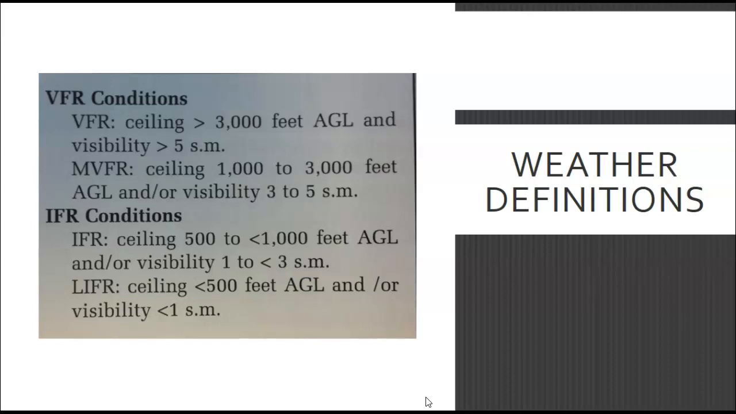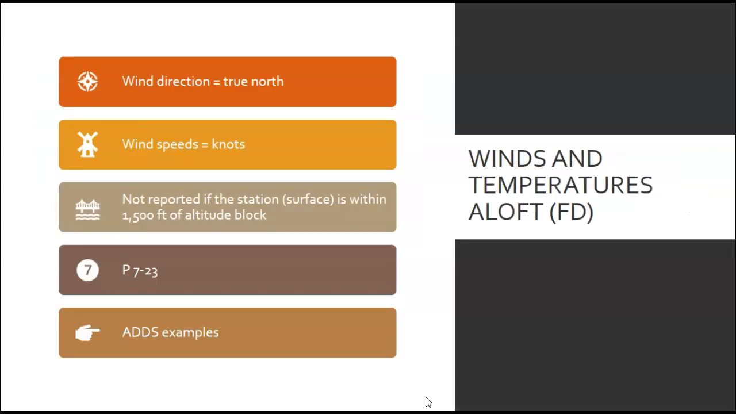And then low IFR is defined as a ceiling of less than 500 feet AGL and visibility less than 1 statute mile. We've used the winds and temperatures aloft forecast to do our cross-country planning. It's important for you to remember that the wind direction given on the winds and temperatures aloft forecast is true, not magnetic. Wind speeds are given in knots, not miles per hour, and you won't see a wind speed or direction if the airport elevation is within 1,000 feet of the altitude block.